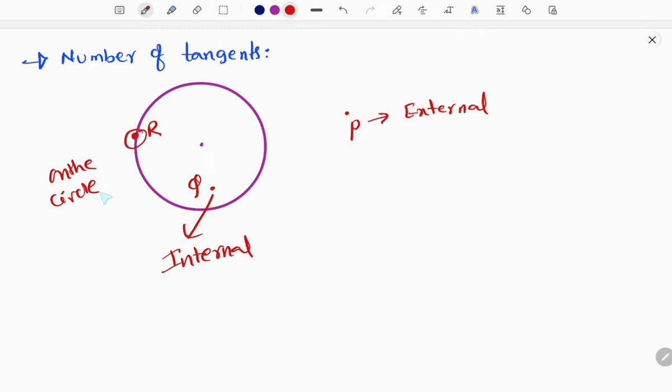So some of the points outside of the circle are called external points. Some of the points inside of the circle are called internal points. Some of the points are on the circle.